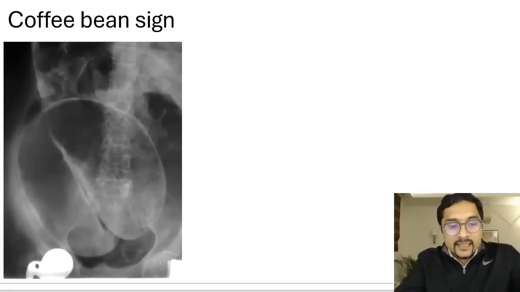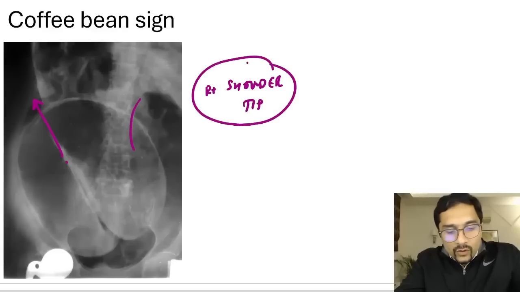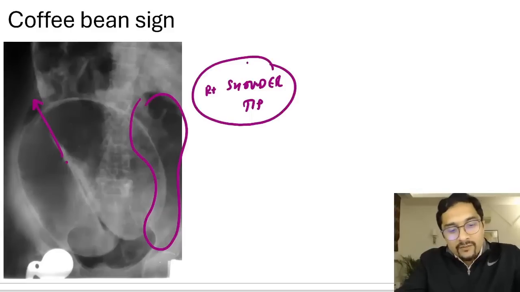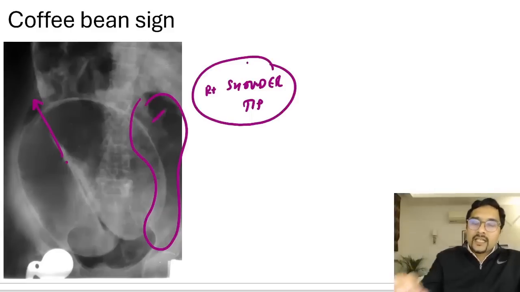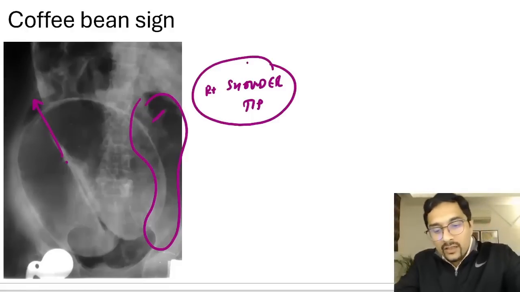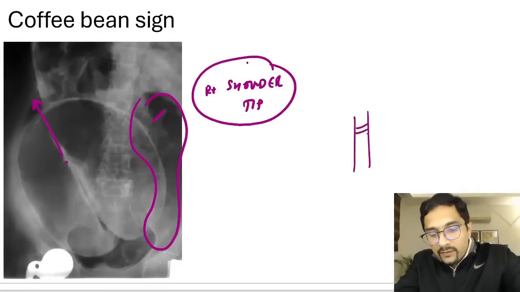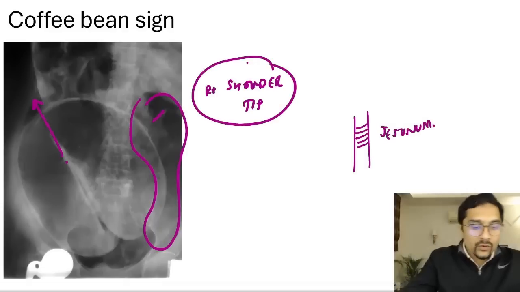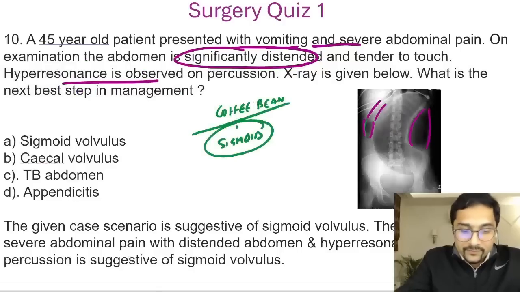Another sign is that the apex would point towards the right shoulder tip, right? So the apex of sigmoid volvulus points towards the right shoulder tip, and I've told you, you will see dilated large bowel in which you will see haustrations. Haustrations don't go from one wall to the other wall completely, unlike the small bowel, where you have complete valvulae in the jejunum. So this is a typical sigmoid volvulus where you get a coffee bean sign.